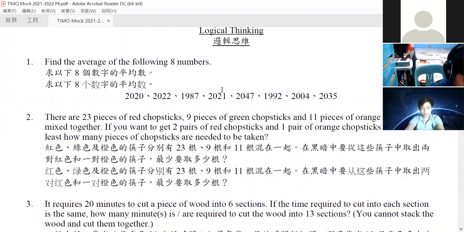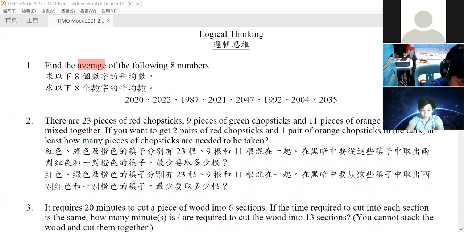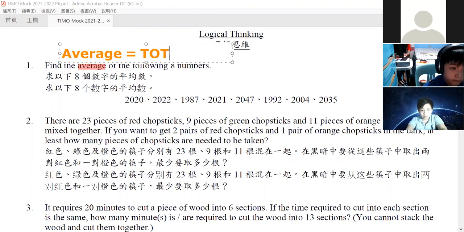Okay, so let's go to the first question. Find the average of the following numbers. Now, what is the meaning of average? Average means we add all these numbers together and then divide by the number of terms. It is the total divided by the number of terms.